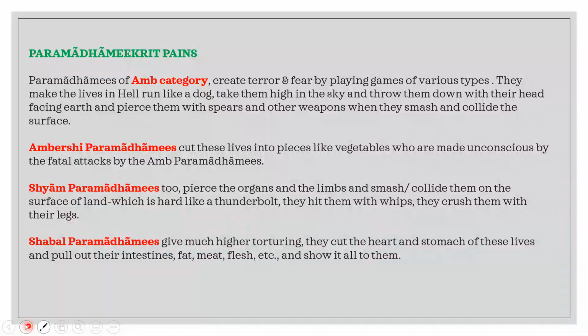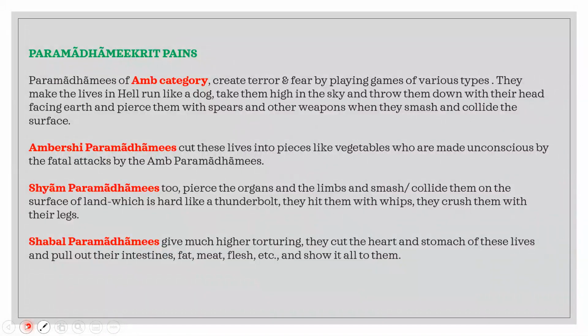Some of the Parmadhamis work in pairs, and some of the Parmadhamis work individually. So there are Amb and Ambarish, Shyam, Shabal, Rudra, Uparudra, Kal, Mahakal. These are the Parmadhamis that always work in pairs. Then there are some Parmadhamis that work individually. So the first category of Parmadhami is known as the Amb category of Parmadhamis.